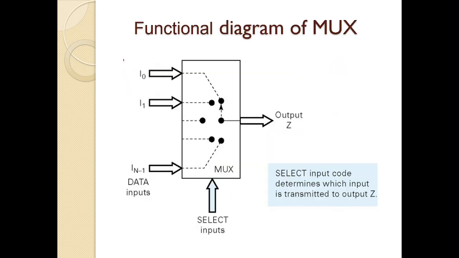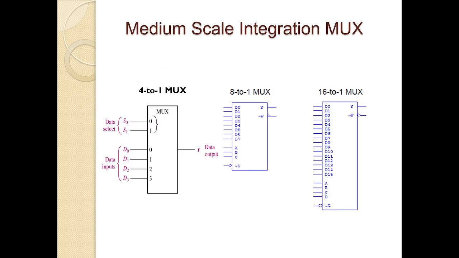This is the functional diagram of a multiplexer. We have the inputs I0 to In-1, and the output is Z. In between we have the select inputs. The select input code determines which input is transmitted to output Z. So these are the functional diagrams of the 4:1 MUX, 8:1 MUX and 16:1 MUX.